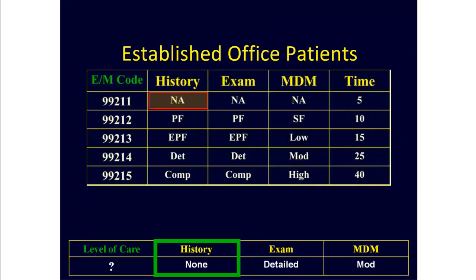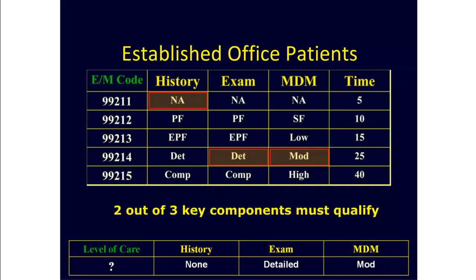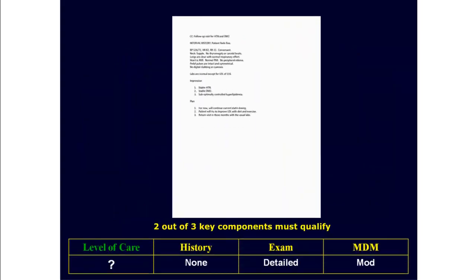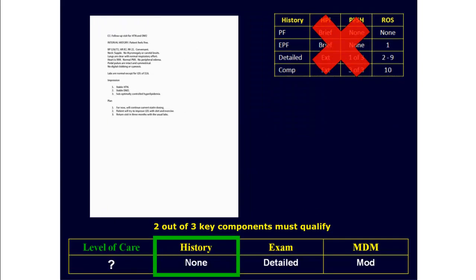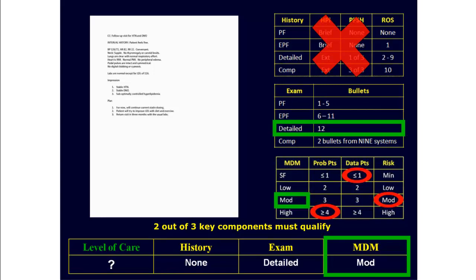Going back to our documentation grid, we have no history recorded, a detailed exam, and moderate complexity medical decision-making. Remember, for these encounters, only 2 out of 3 key components are needed. That means, in this case, the documentation supports the 99214 level of care. Going back to our note, remember, only 2 out of 3 key components are needed. We have an invalid history, a detailed physical exam, and moderate complexity medical decision-making. Again, we qualify for the 99214 level of care based on this documentation.